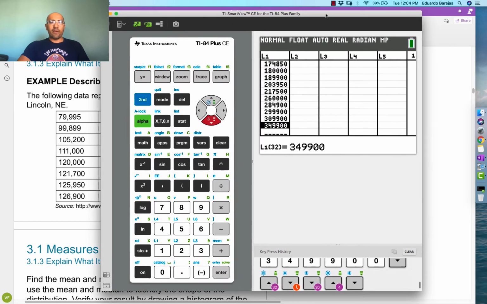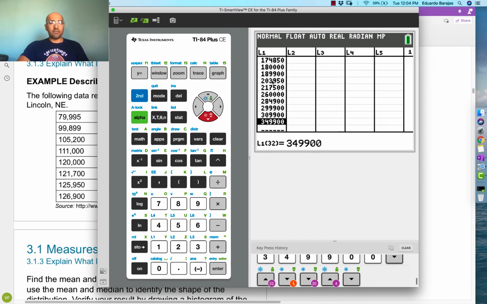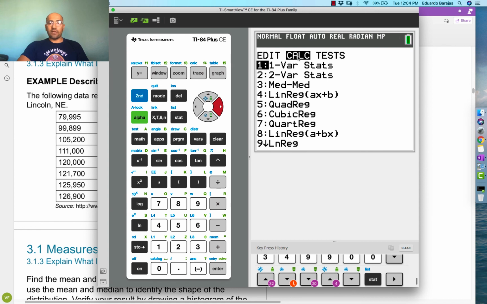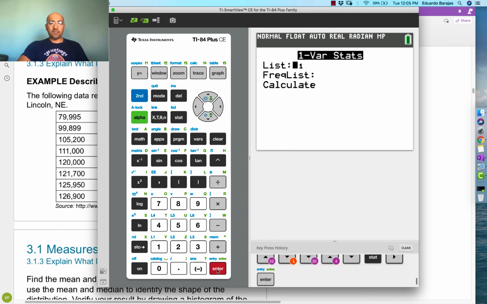Okay, so now that you have everything on your list, that's the hard part. Now we're going to find the mean and the median using our calculator. So we're going to hit this button again that says stat. And then we're going to go over to the right where it says calculate. We want the very first option, 1-Var Stats, one variable statistics, hit enter. Next, it's going to ask what list we're working with. We're working with this list, L1. So hit enter.